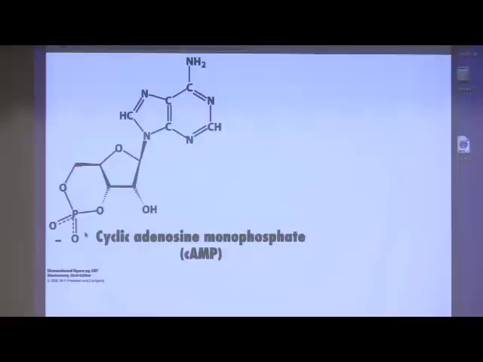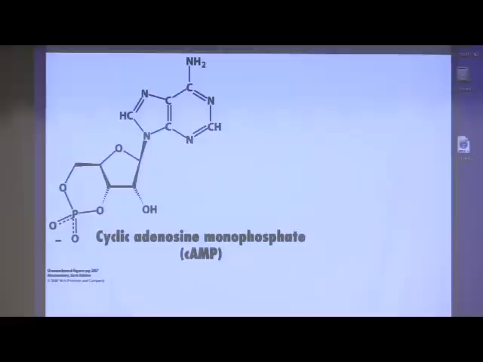In higher cells especially, although even in lower cells, cyclic AMP is an important molecule in the phenomenon of signaling. So I want to emphasize that. It's a very, very important molecule in the phenomenon of signaling, and one of the reasons it's important is because of what it's doing to protein kinase A.